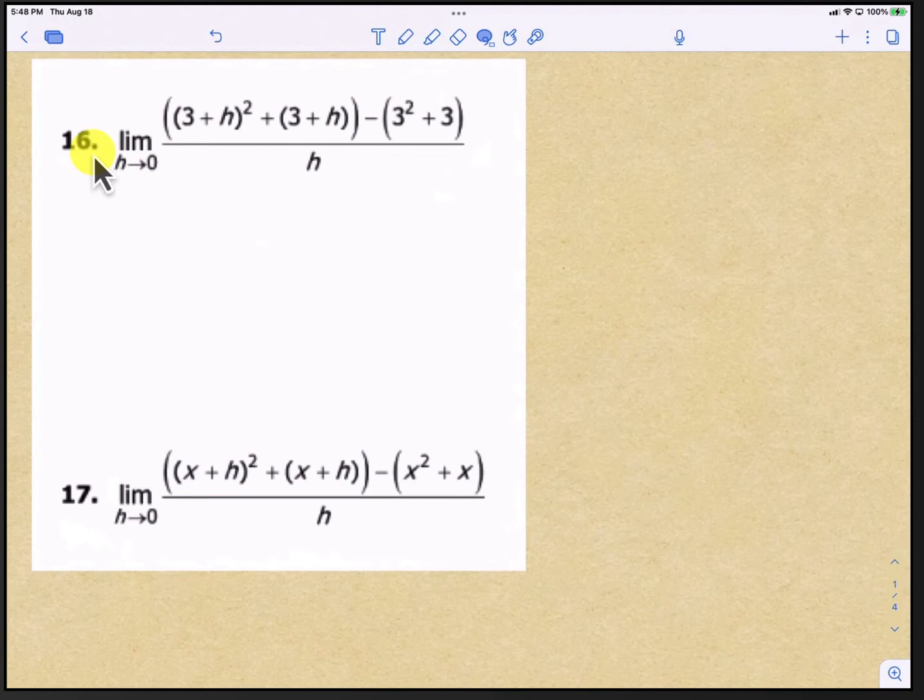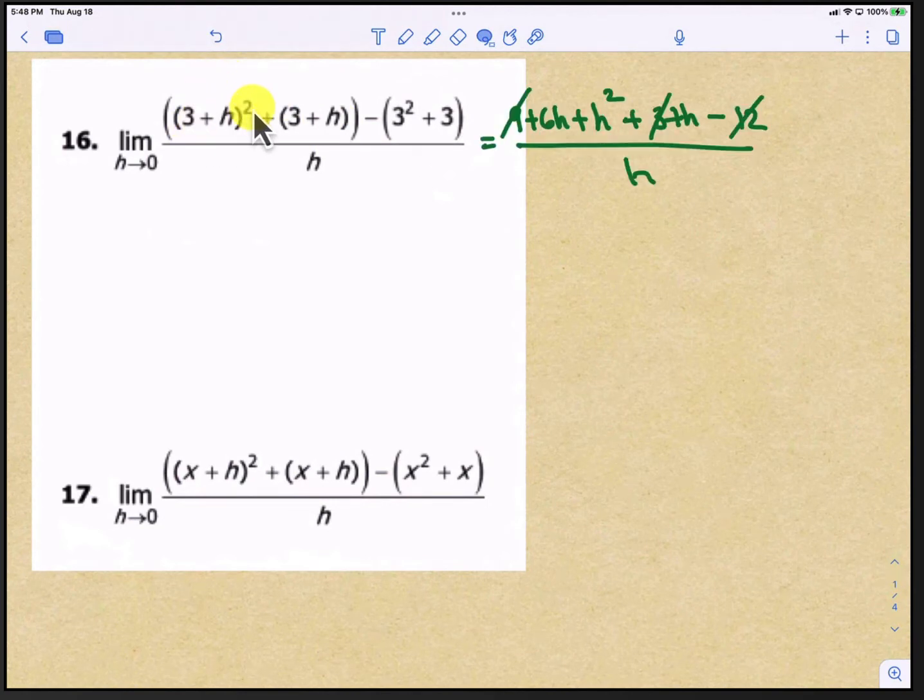And here's number 16. Limit as h approaches 0 of this expression. First, we're going to expand the (3 plus h) squared. (3 plus h) squared is going to be 9 plus 6h plus h squared. Then you add your 3 plus h, which is here. And then 3 squared is 9, plus 3 makes 12, so that's minus 12 on the end, which is here. All that is divided by h.